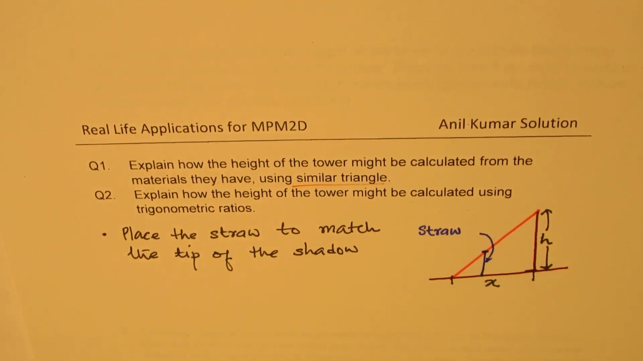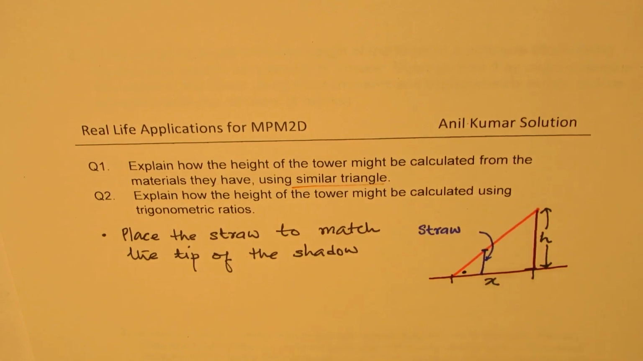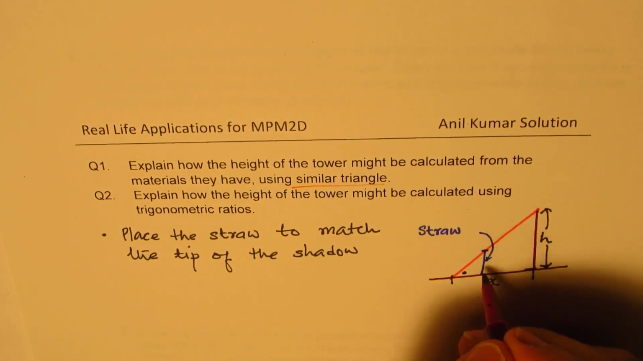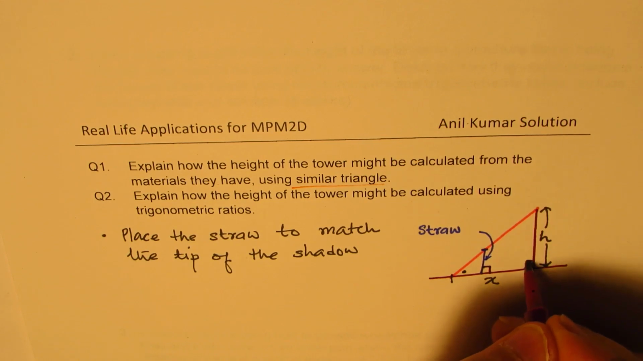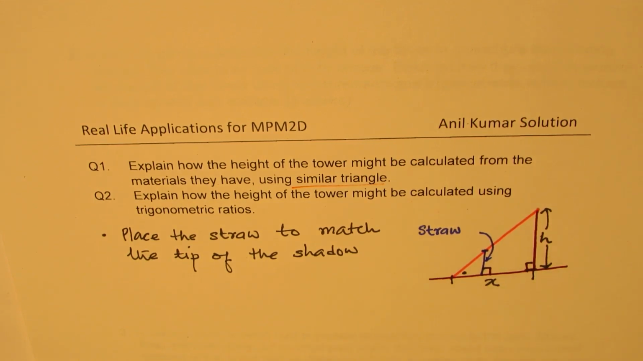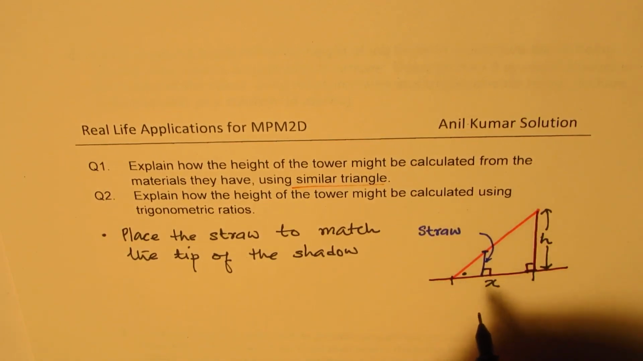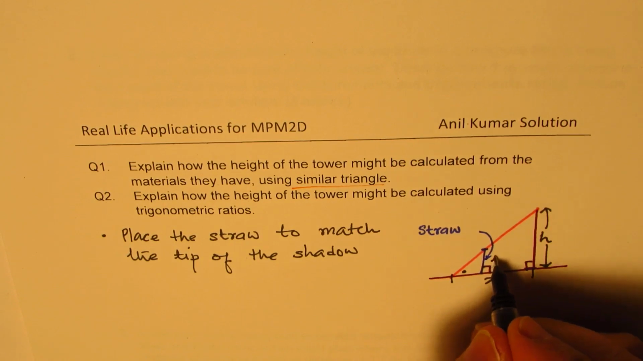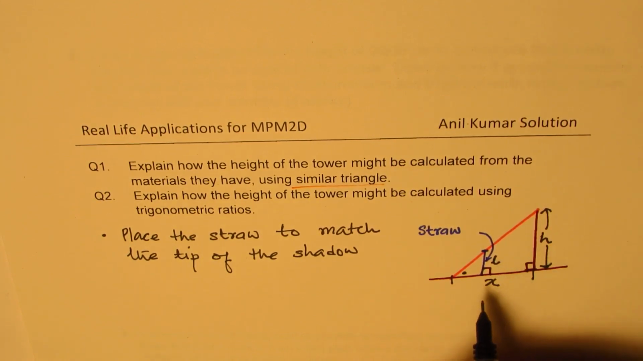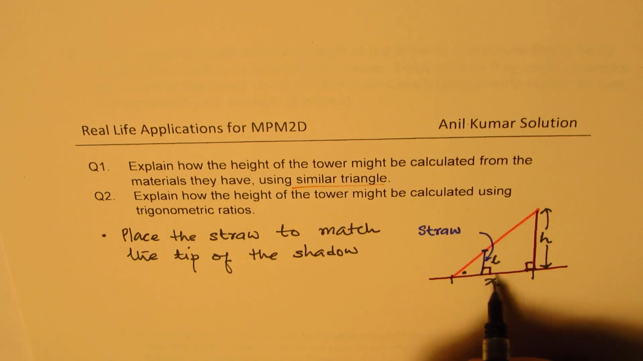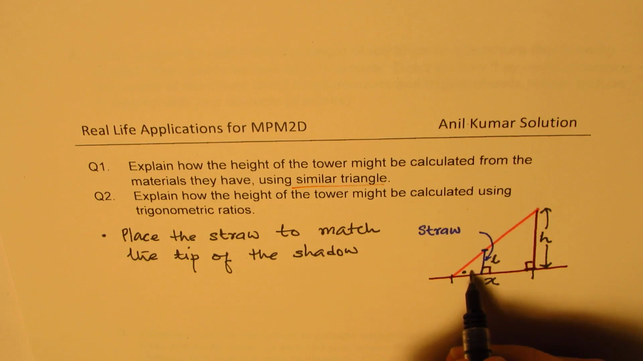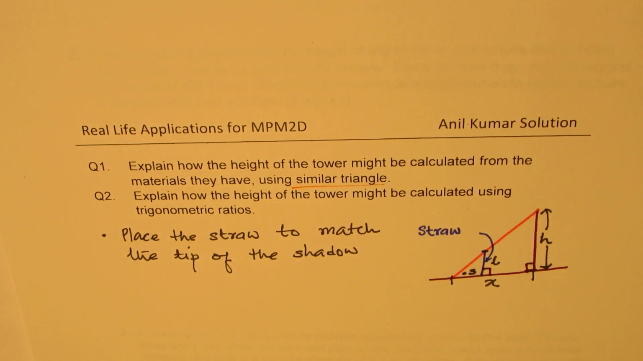Now as soon as you do that, you have similar triangles, since this angle is common and they are 90 degrees. So we have right triangles, perfect, with a common angle. So what we have here is, let's say the length of the shadow is L. We can also measure this distance. So let me call this S, the straw distance, from the tip. So all these distances are from the tip.